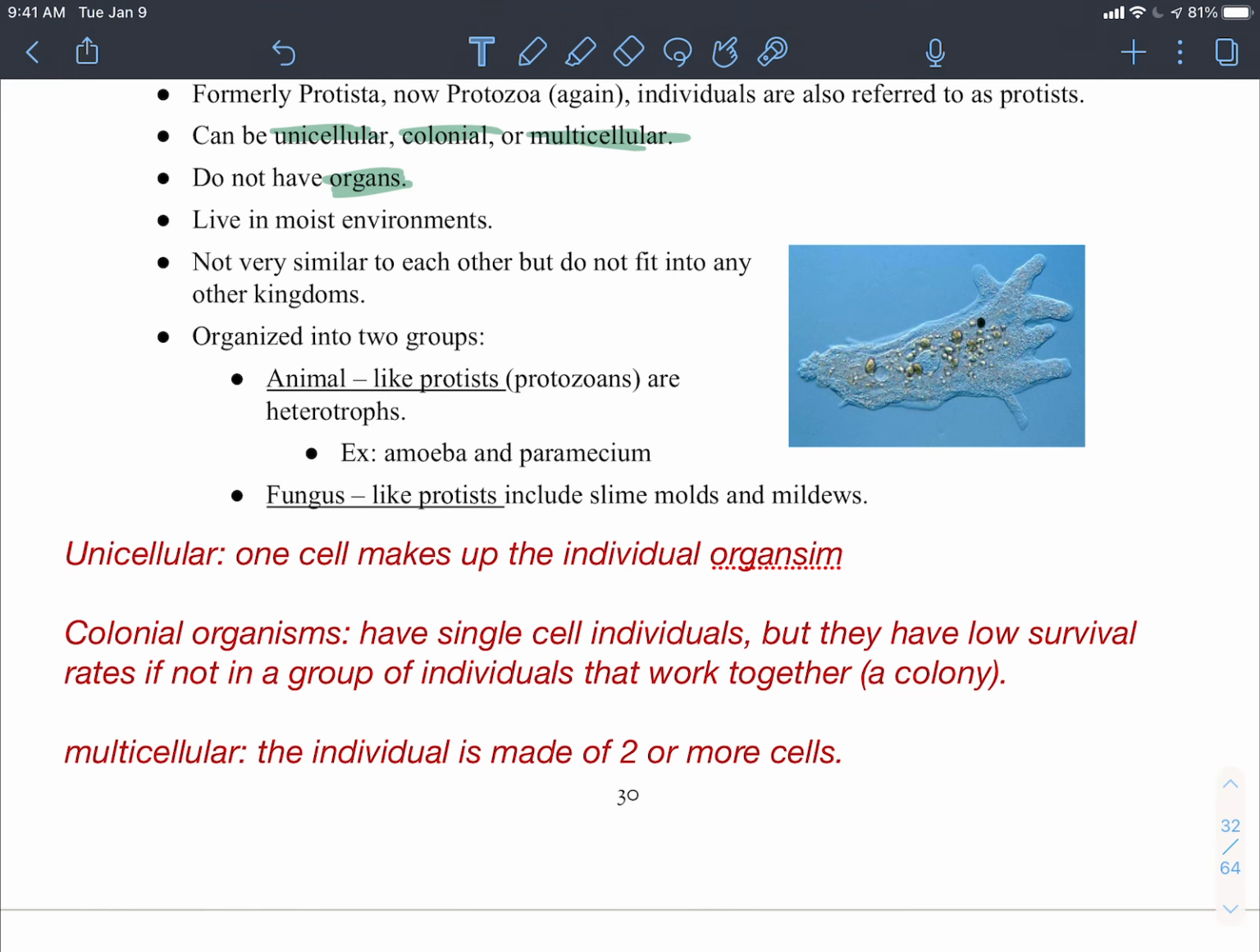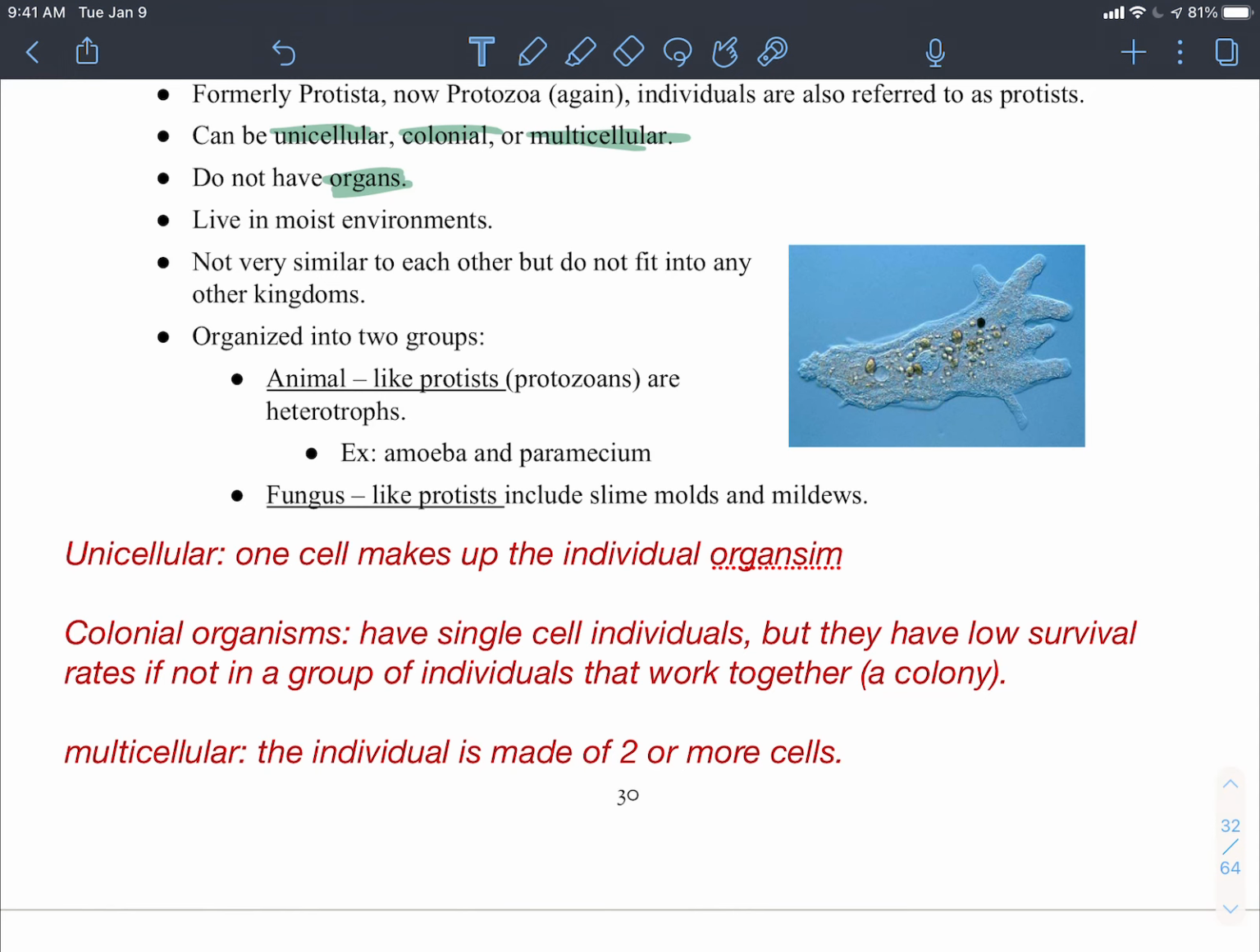They often live in moist environments. The influence of water on protists is really, really important. And they get organized into two categories. The animal-like protists, which are also known as protozoans. They're heterotrophs, meaning they eat others. They don't produce their own energy, much like bacteria as well. Many bacteria are heterotrophs.